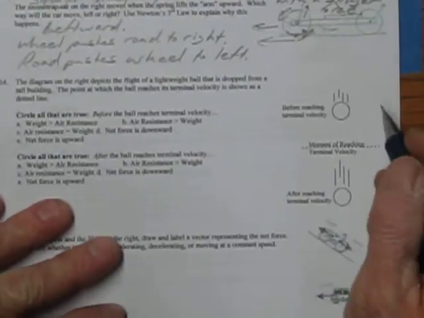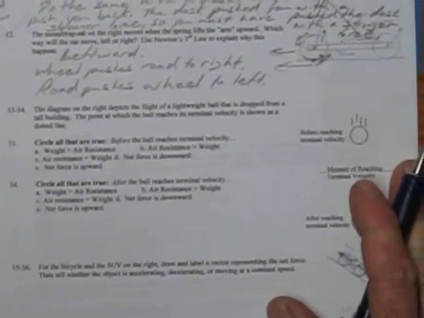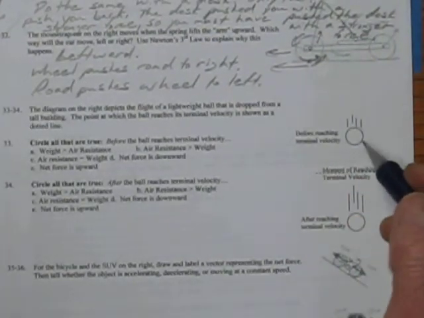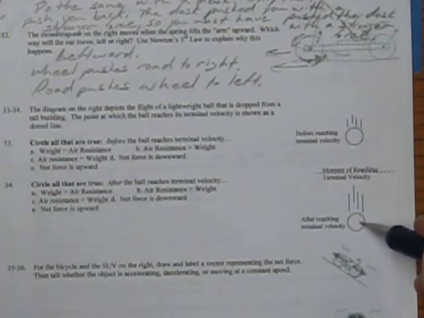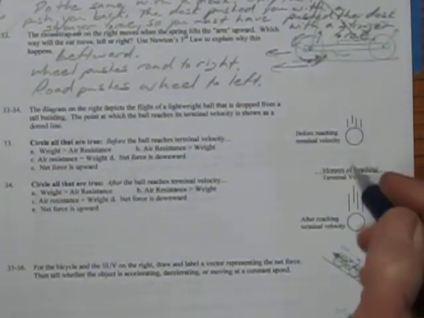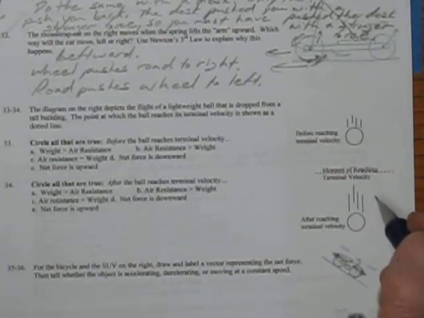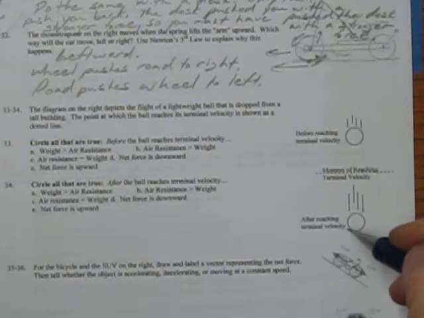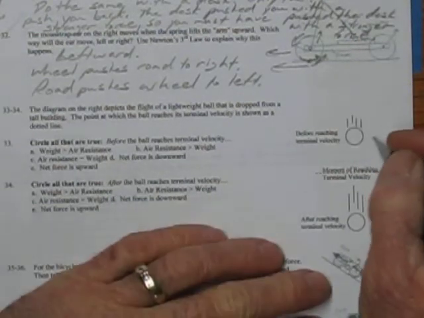Diagram on the right shows a ball falling from the sky. This is before it reaches terminal velocity. It's fallen down, it gets to terminal velocity right here, and this is after it's reached terminal velocity. Terminal velocity is the point at which the ball no longer accelerates. It's the point at which the force of air resistance pushing up is equal to the force of weight pushing down.